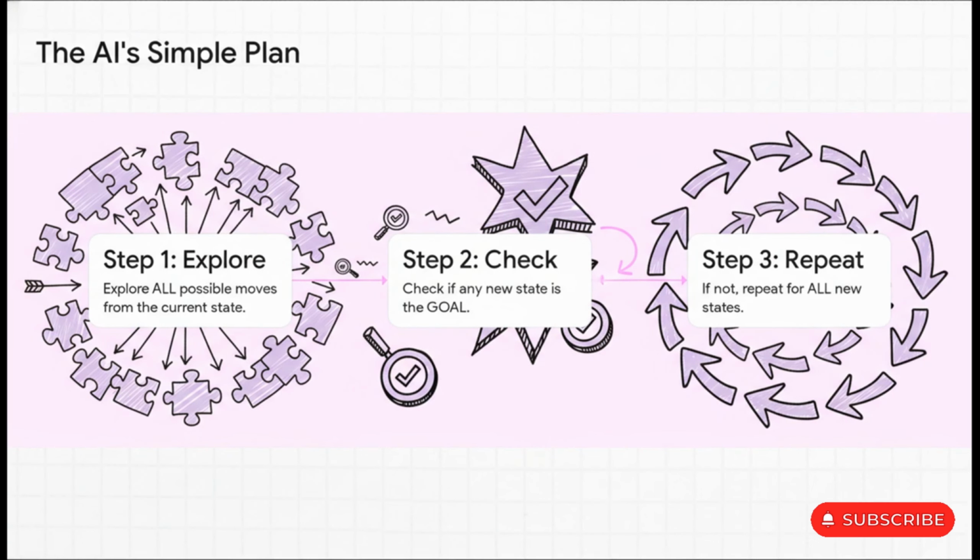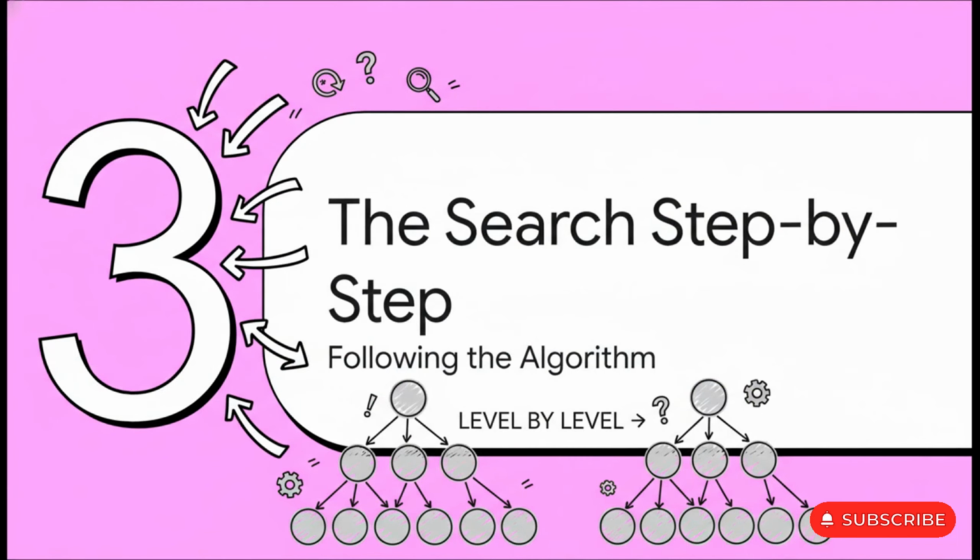And this really shows you the AI's entire game plan. It's just a simple repeating loop. First, it looks at where it is and figures out every single possible move it can make. Then, it checks, is any of those new boards the final goal? If the answer is no, well, it takes all of those new boards and just repeats the whole process all over again.